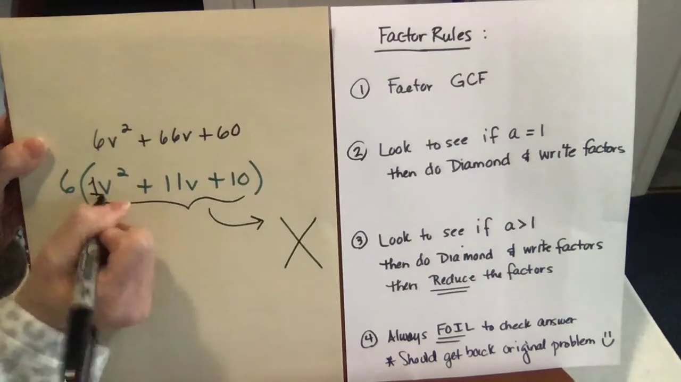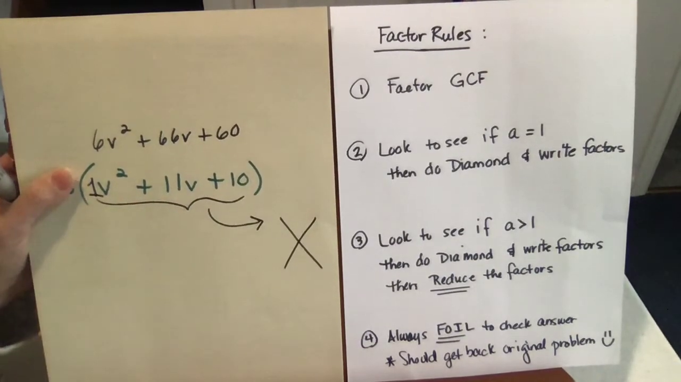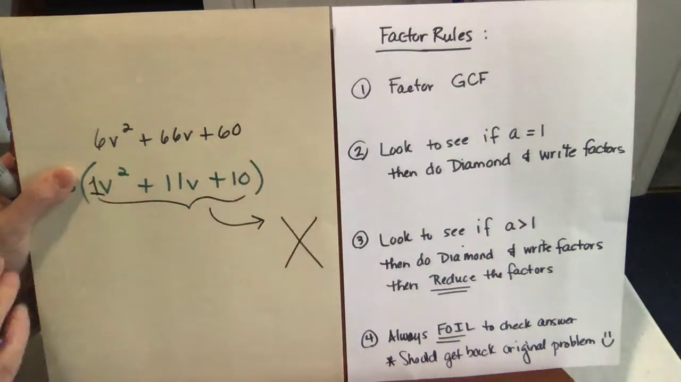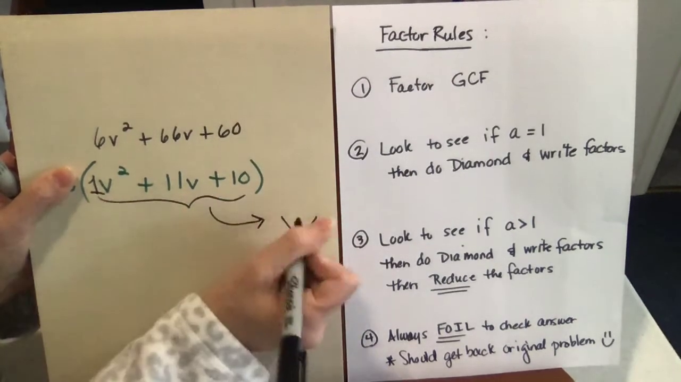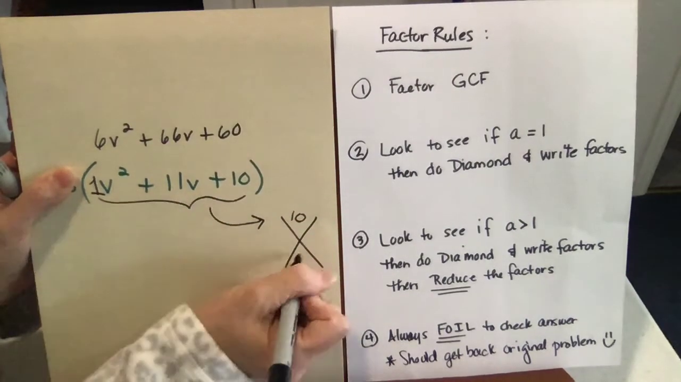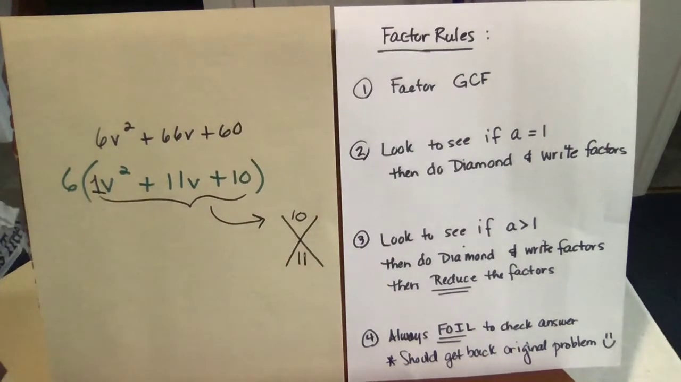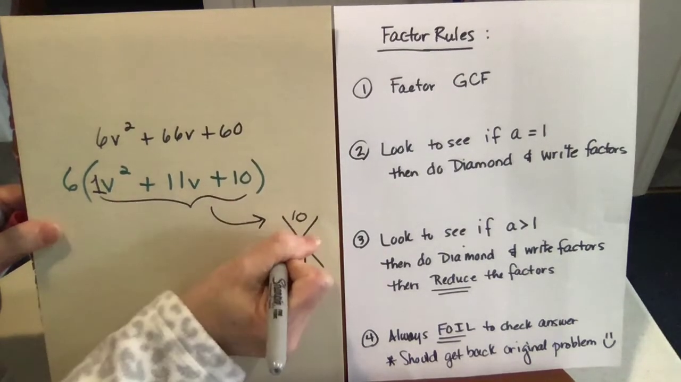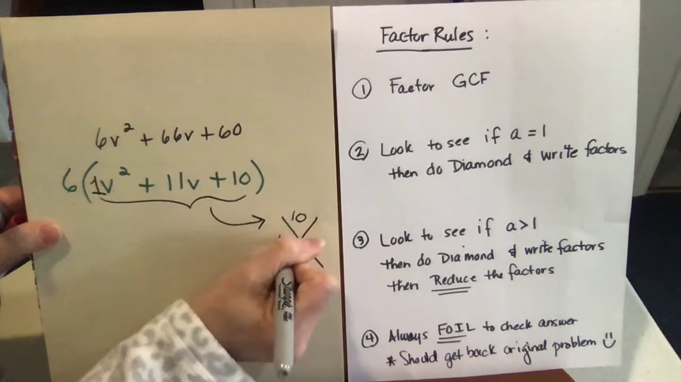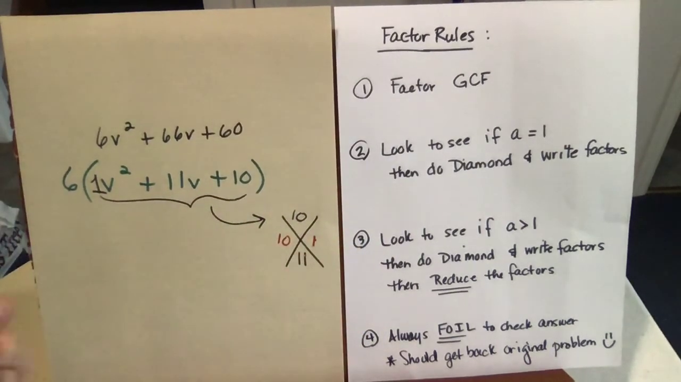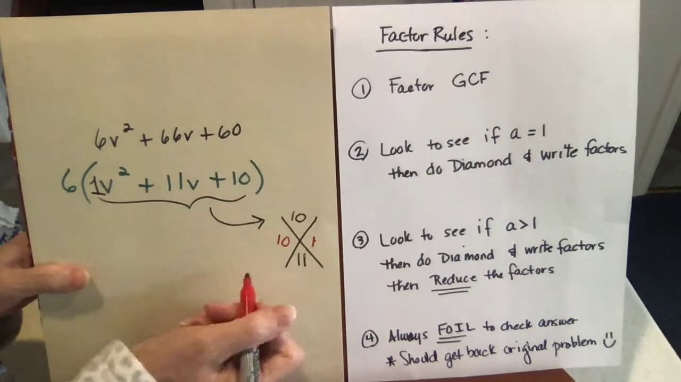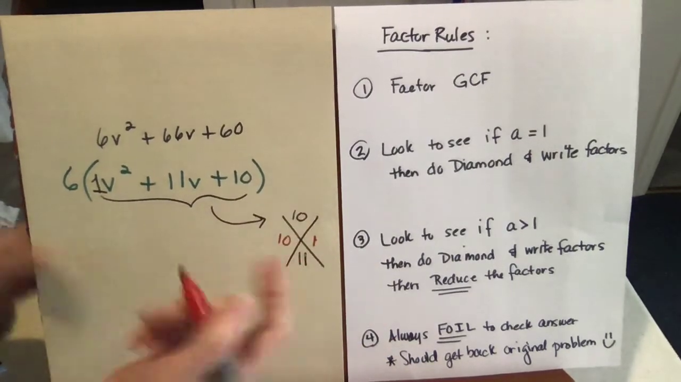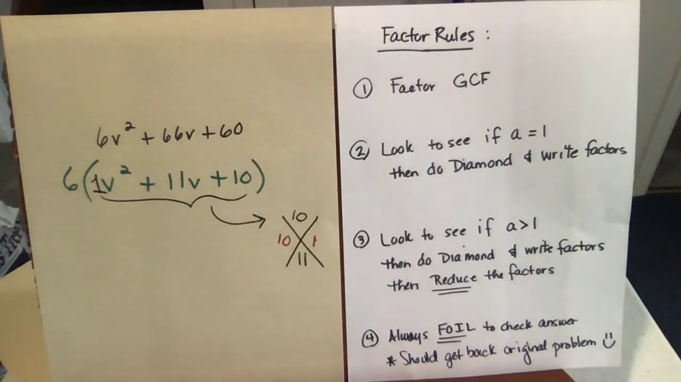There's a 1 in front of this v squared. Cover up the 6 with your thumb. It's not there for the diamond. 1 times 10 gives us 10, and 11 as our middle term goes down here. Completing your diamond, factors of 10 that would add to 11 would be 10 and 1. 5 and 2 would not add to 11, so that's out. They're both positive. They'll multiply to 10, add to 11. Everybody's happy. That's a good thing.